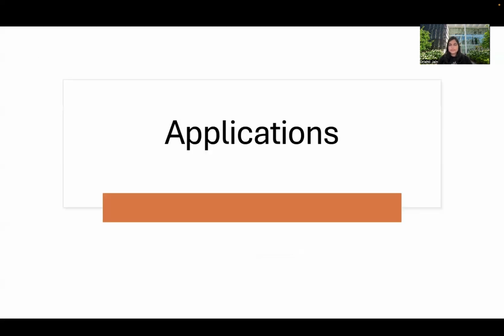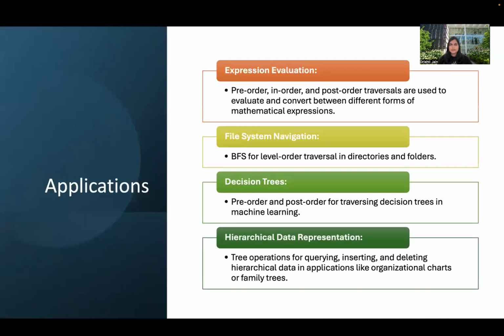A few applications of trees. First is expression evaluation. Pre-order, in-order, and post-order traversals are used to evaluate and convert between different forms of mathematical expressions. In file system navigation, BFS for level order traversals in directories and folders. Decision trees: pre-order and post-order for traversing decision trees in machine learning. Hierarchical data representation: tree operations for querying, inserting, deleting hierarchical data in applications like organizational charts or family trees.